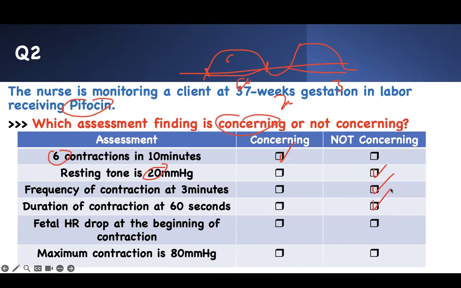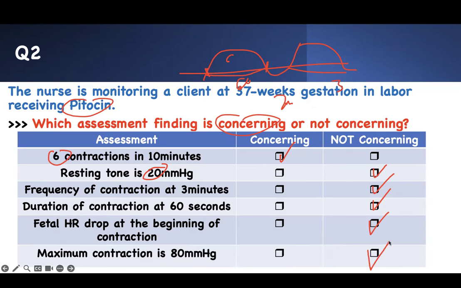Fetal heart rate drop at the beginning of the contraction is what we call early deceleration. It's not a problem. The maximum contraction is at what? 80, right? That is the maximum you should go. That number, you should know it. That is also not concerning.